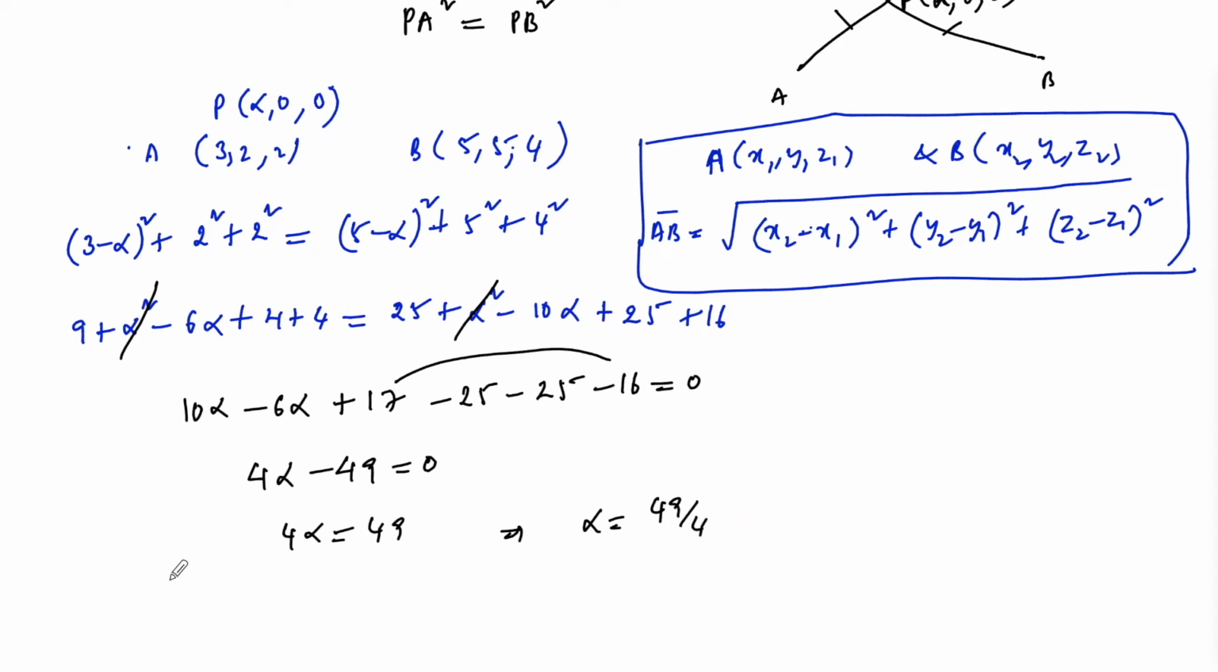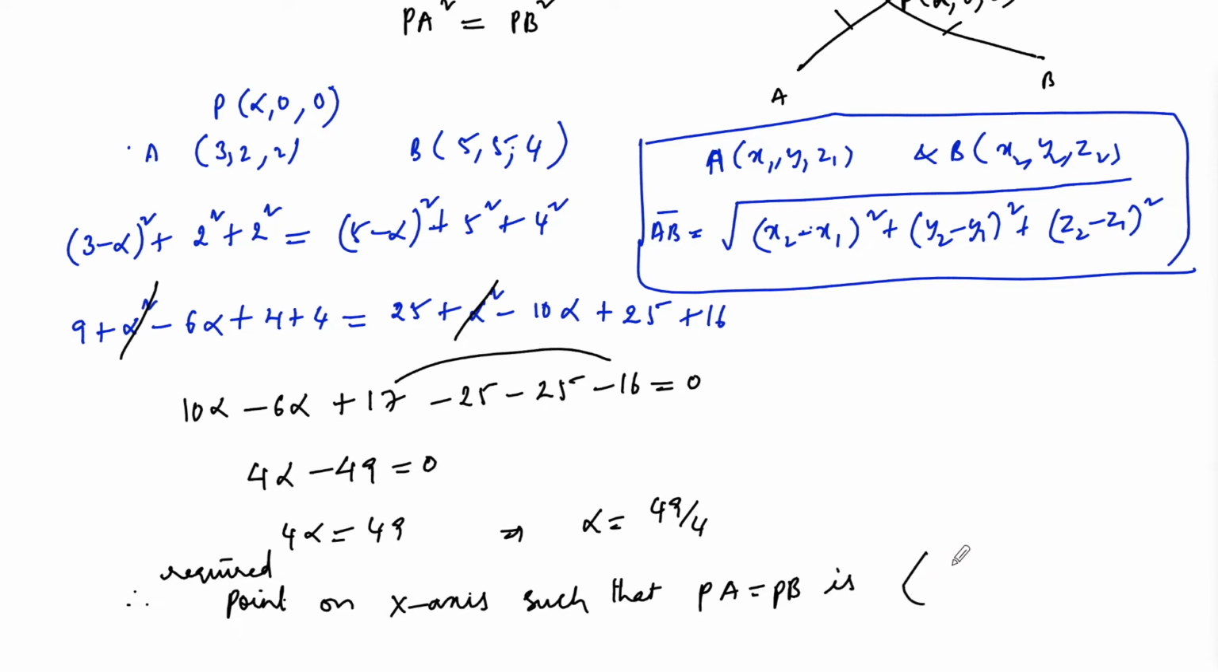Therefore the required point on x-axis such that PA is equal to PB is (49 by 4, 0, 0).